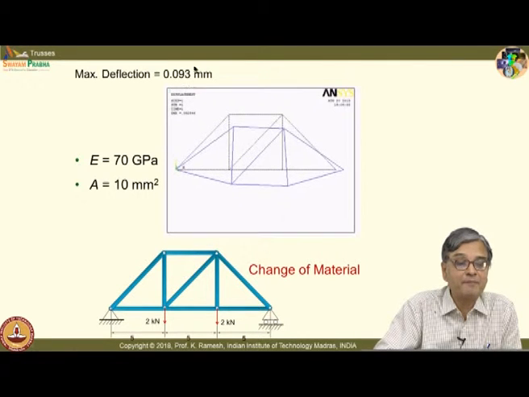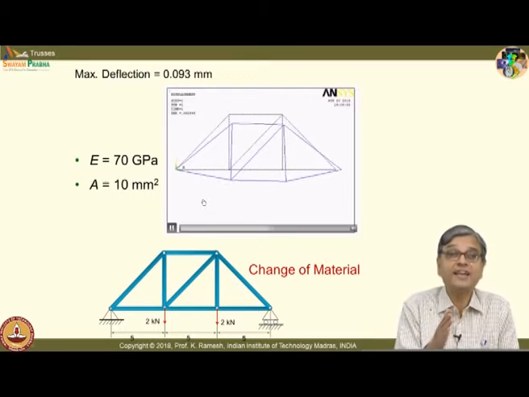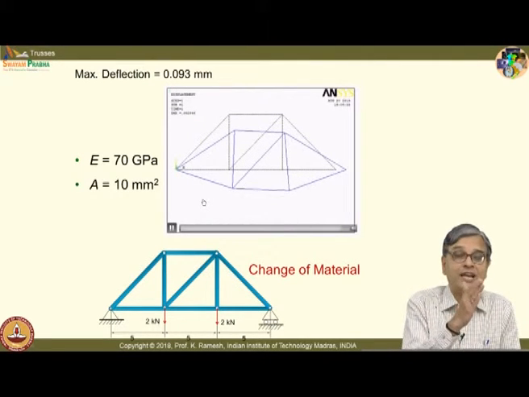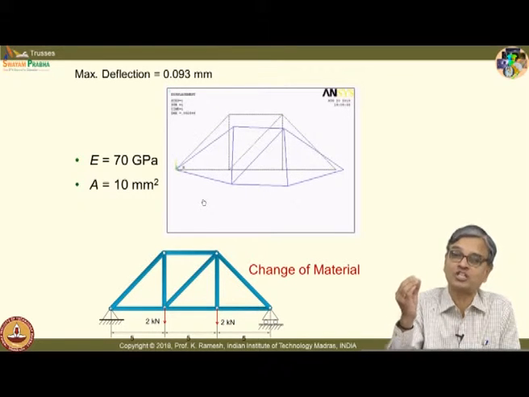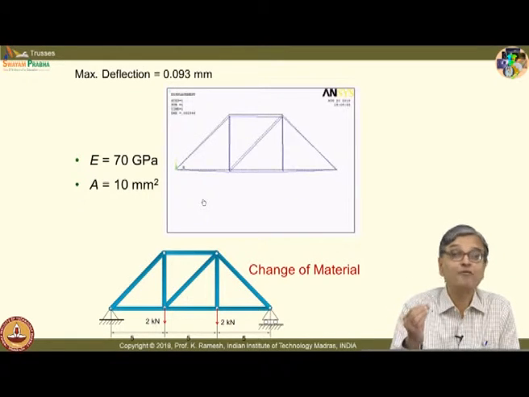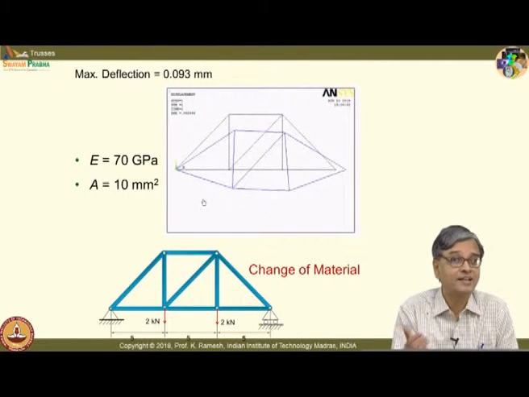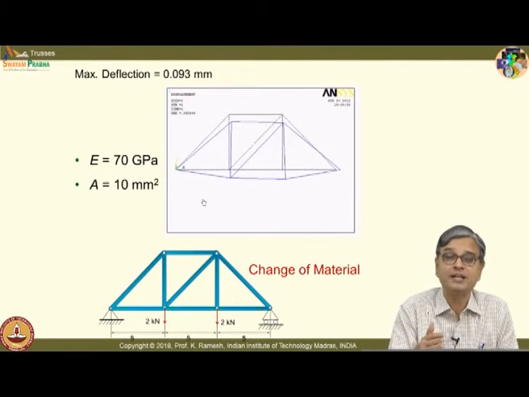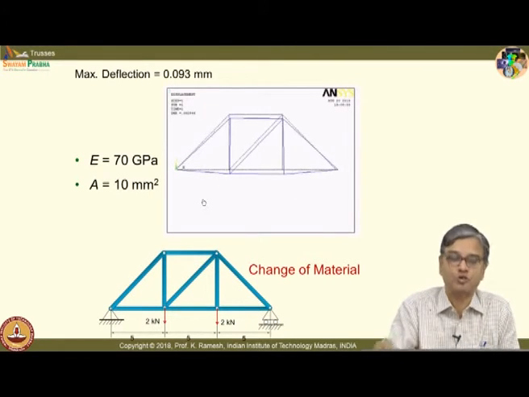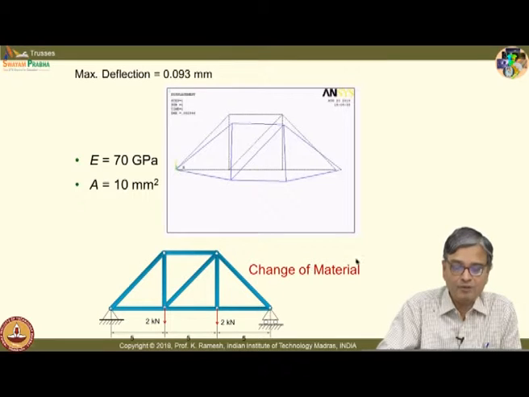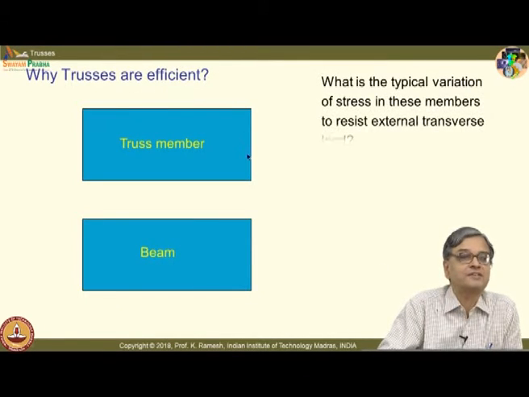I have a maximum deflection of 0.093. So, you get an idea, you evaluate the member forces, ultimately you have to select what should be the cross section of the member and what material it should be made of. Fine. That is the ultimate purpose of it. The first step is to find out the member forces, that you learn in this course. And we have also made a statement that trusses are efficient.